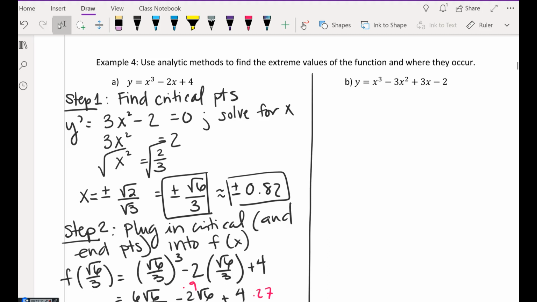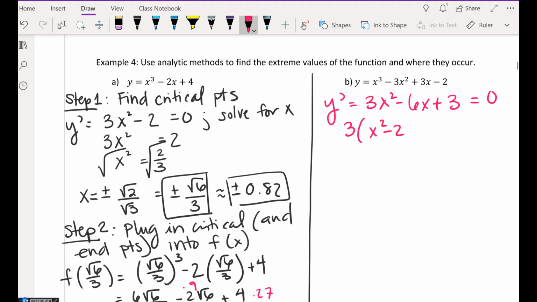How far did you get? That's okay. What did you guys do first? Take the derivative. Take the derivative and do what? Set it to 0. Good. Y prime is 3x squared minus 6x plus 3, and set it equal to 0. Is it factorable? Yeah, okay, let's factor out 3. If I take out 3, I have x squared minus 2x plus 1 equals 0. Does that seem about right?